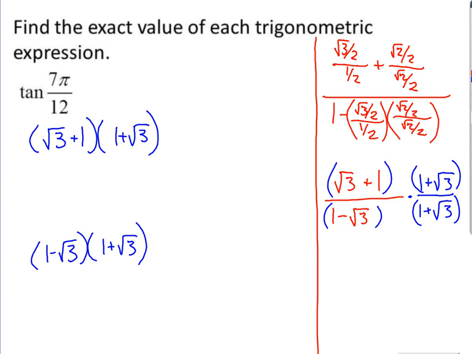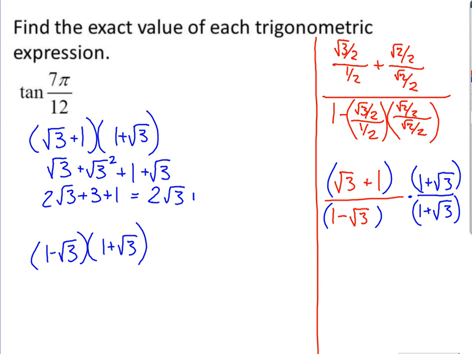So we multiply our numerator. We're going to have first, outside, inside, and last. When we simplify this, it's going to give us 2 radical 3 plus, if you square root, it just cancels. Or we can write that as 2 radical 3 plus 4.